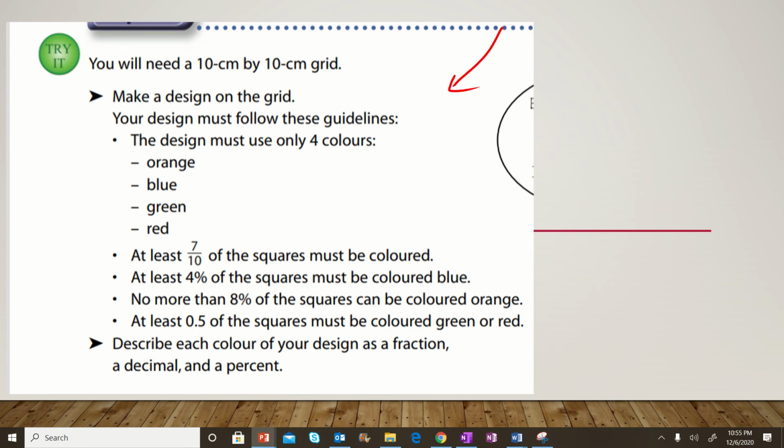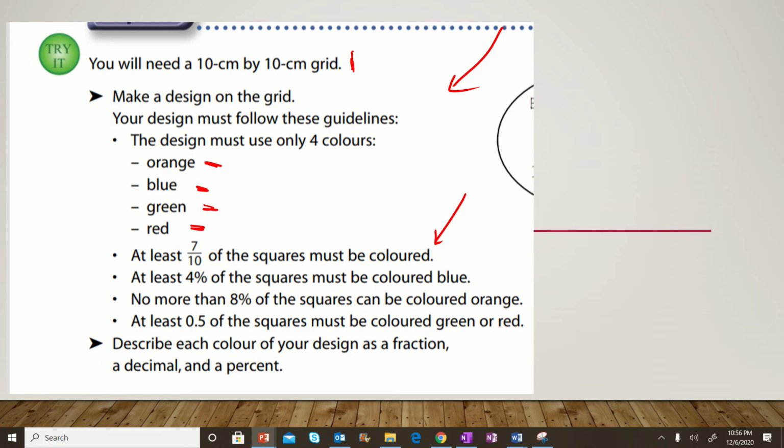So what I want you guys to do is grab a 100 grid or a grid paper with 10 centimeter by 10 centimeter. So you're going to make a design on the grid. Your design must follow these guidelines. The design must use only 4 colors, so the colors are orange, blue, green, and red, alright? So, at least 7 out of 10 of the squares must be colored.